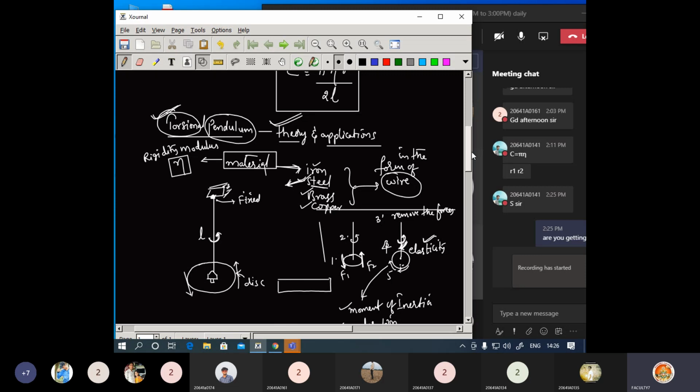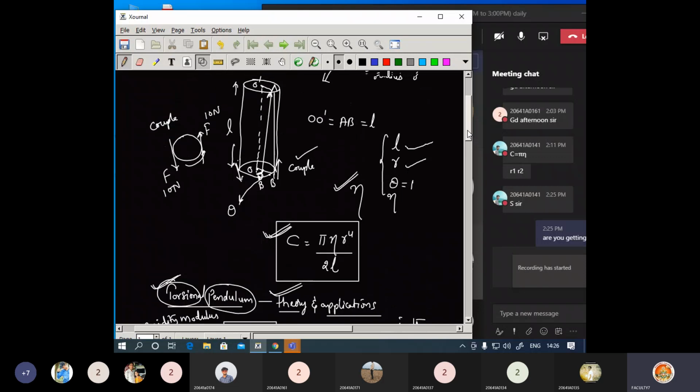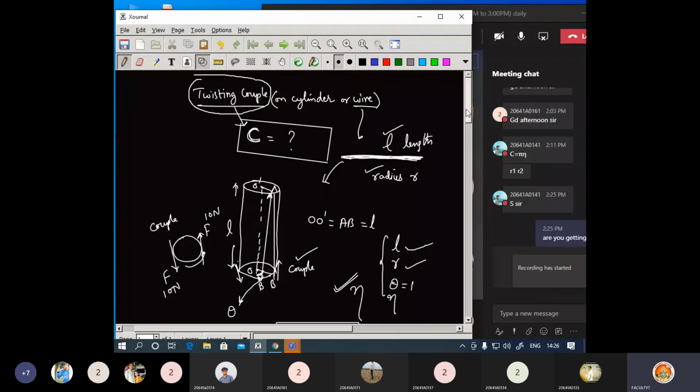So we are dealing with the torsional pendulum. Before seeing about the torsional pendulum, we need to refer to the previous concept, twisting couple. There we had started with a cylinder, and on the cylinder we are applying two equal and opposite forces, nothing but a couple.